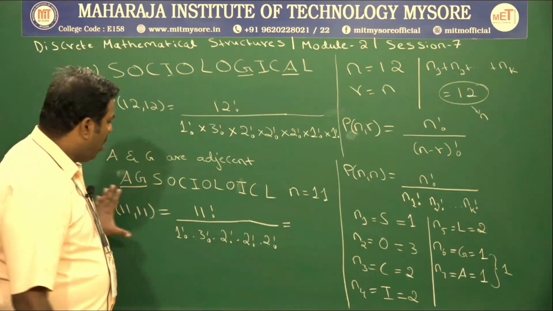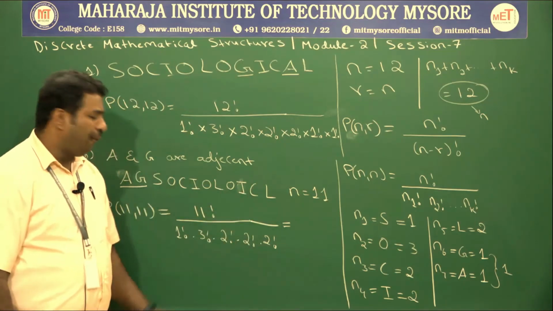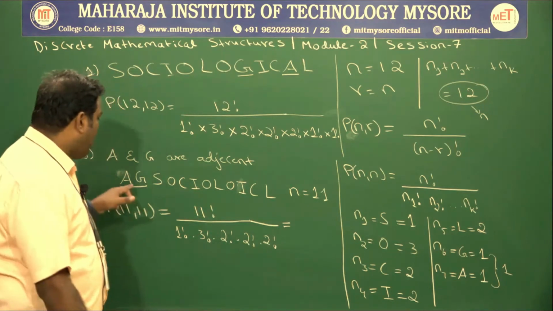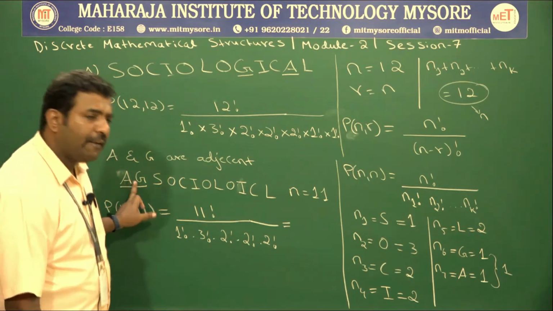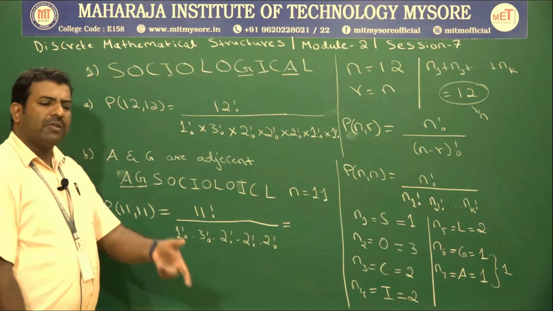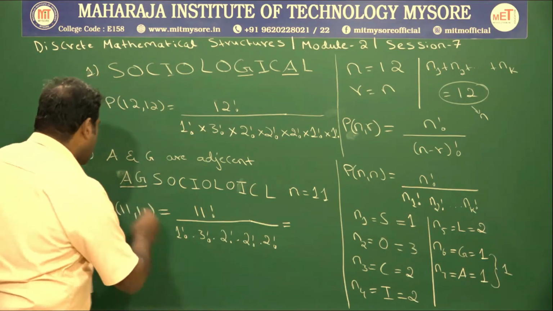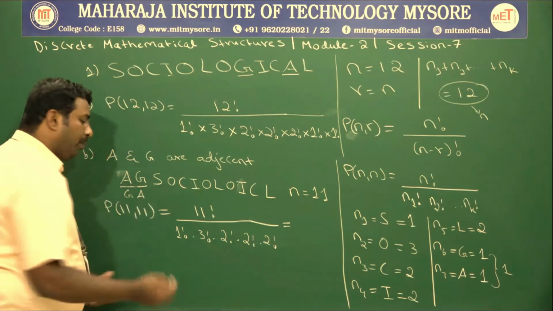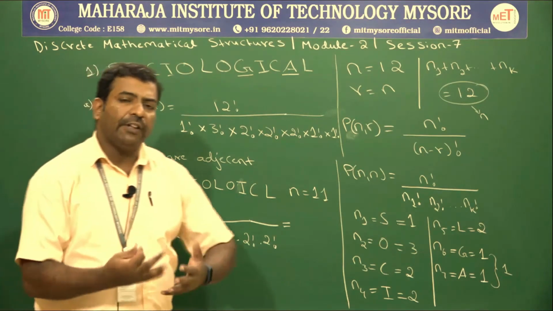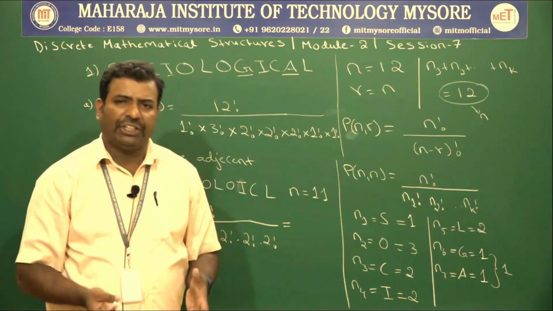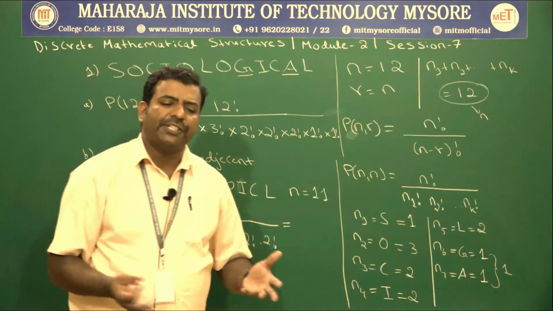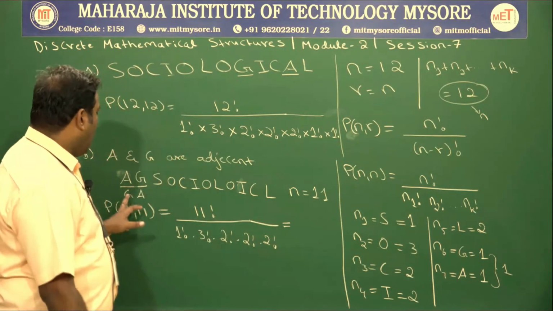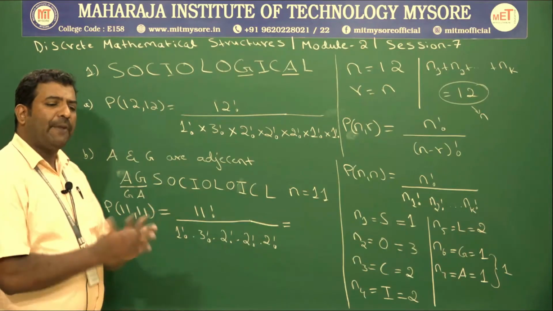Whatever arrangements I have found by solving this, it is for the arrangements where first A will appear, followed by G. But this is not the case always. When I say adjacent, G and A can also be adjacent. Hence I need to think about the next set of arrangements, which is going to have the adjacency of G and A by flipping them.